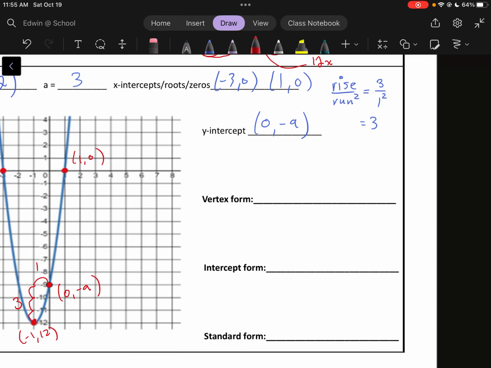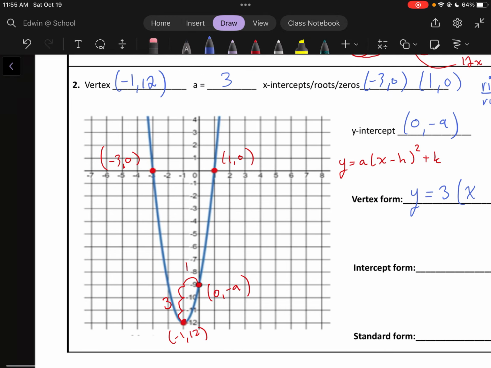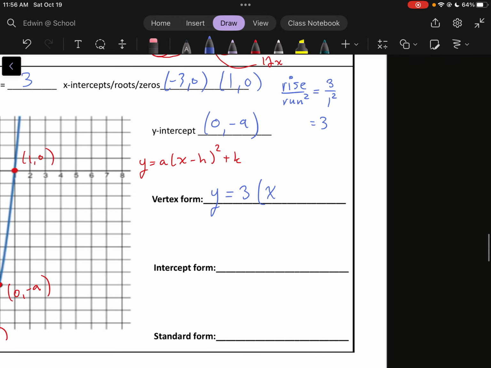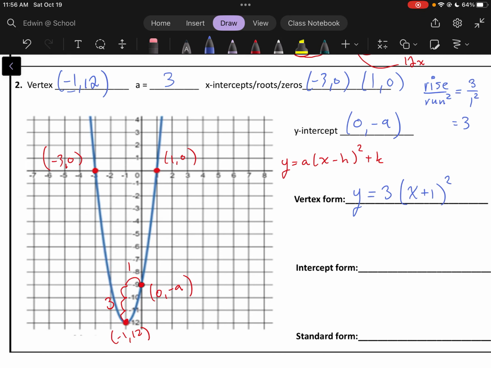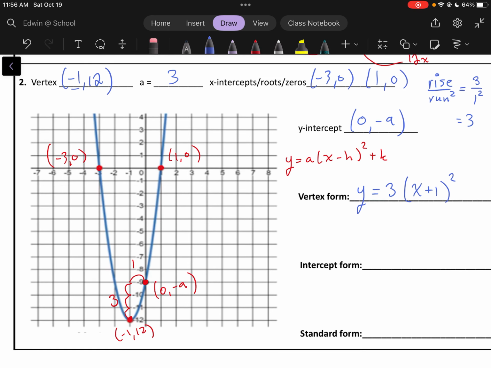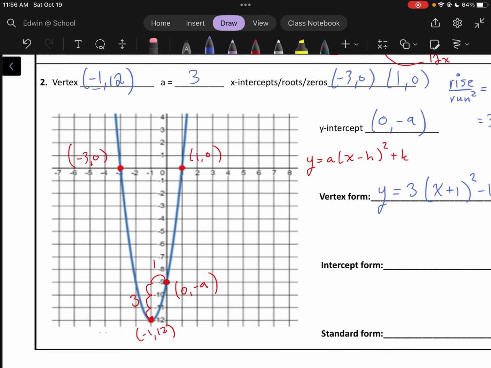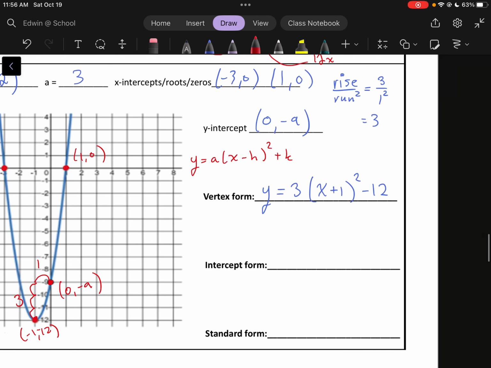Perfect. We got this. Let's just recall our forms. Y equals a(x minus h) squared plus k for the vertex. Knowing that, we got y is equal to a. In this case, it's 3. (x minus h). H is negative 1. So it's x minus a negative 1, and it's going to be (x plus 1) squared. And it's going to be plus k. In this case, it's 12. Or you know what? It's negative 12, actually. It's minus 12. I apologize about that. It's supposed to be a negative 12 right here. Not a positive 12. It's minus 12.